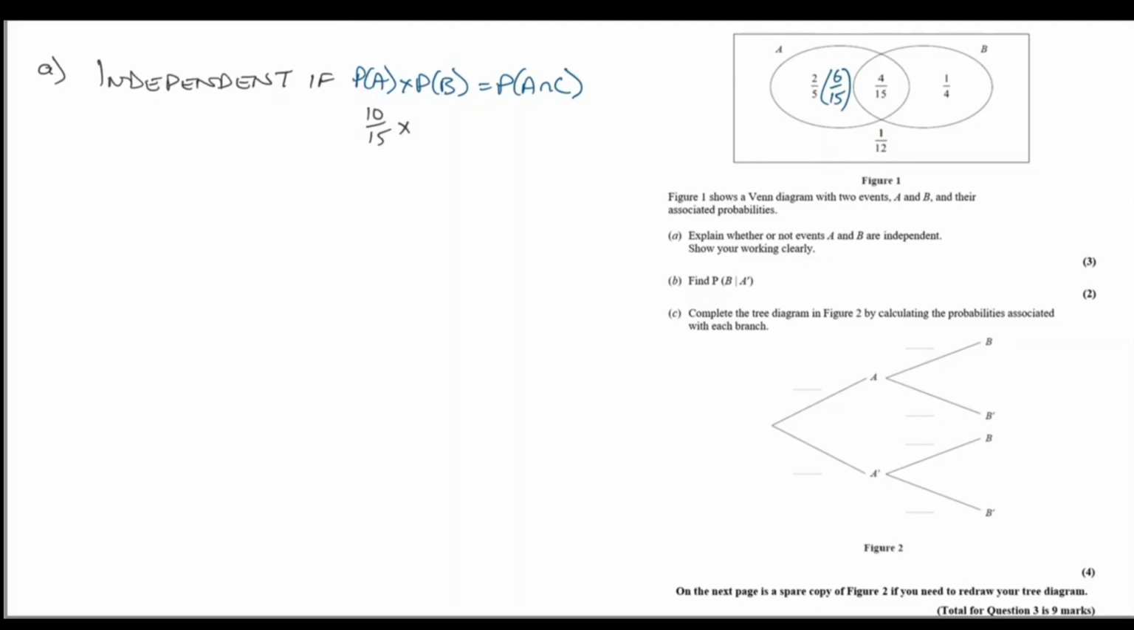Let's write this down. 10 over 15 times 31 over 60. In my calculator, I get 62 over 90. That is not equivalent to 4 over 15. So these two events are not independent.